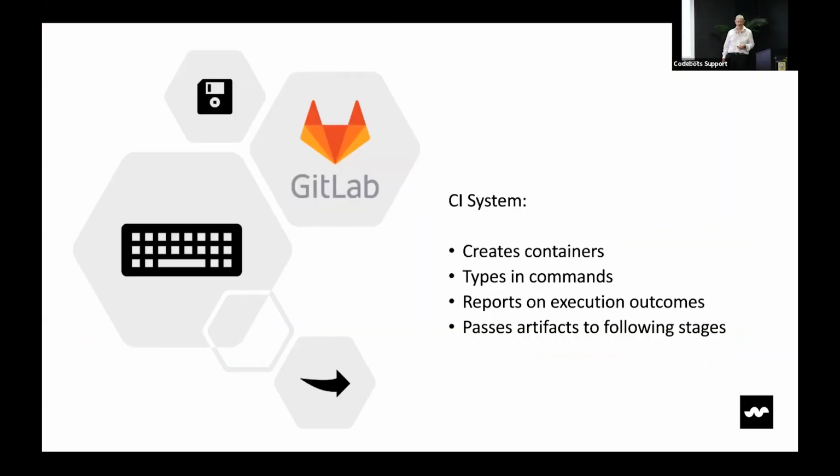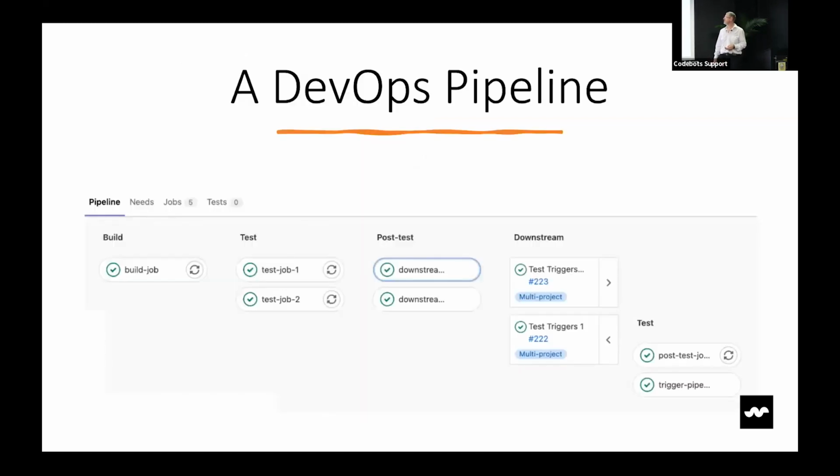And the CI system is then nothing but creating containers, typing in commands, reporting on the flavor, and passing artifacts down if we have multiple stages. And that's what it looks like. This is the picture from our presentation. Good. Mission on DevOps completed.